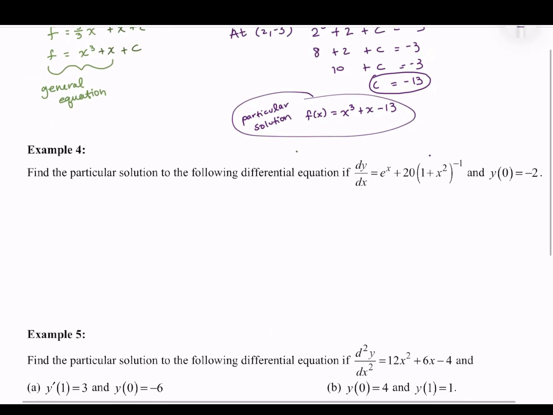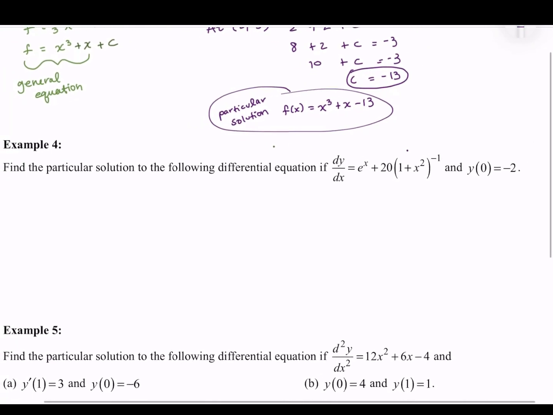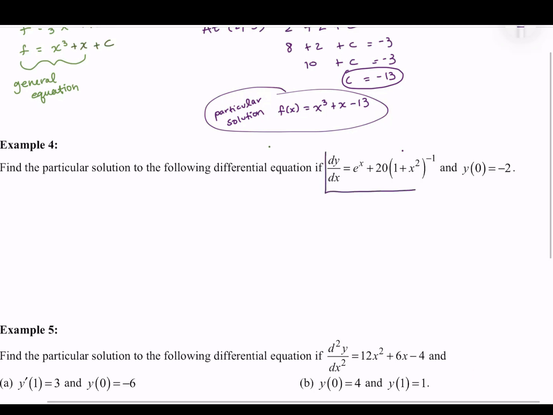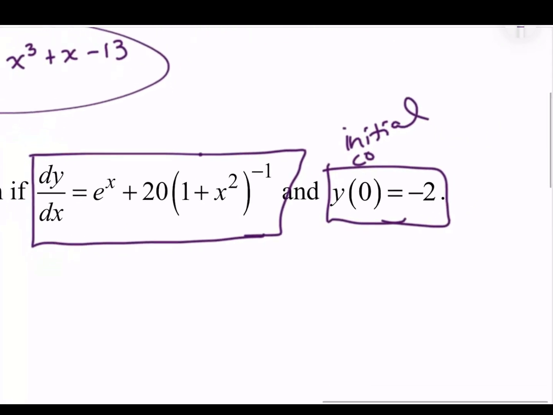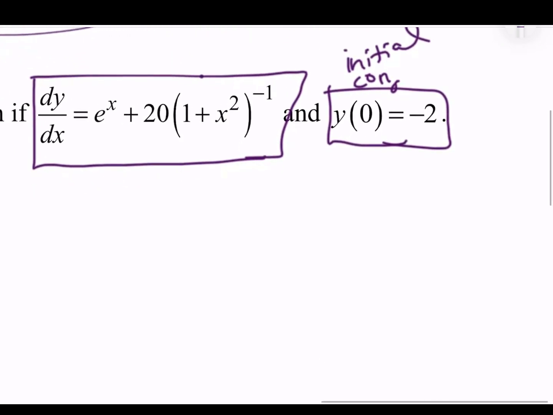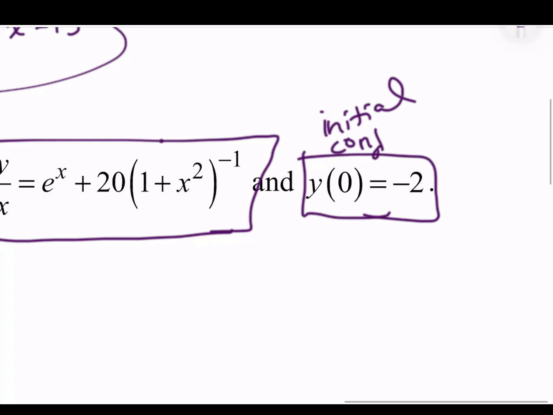We're going to do the same exact thing in example 4. So here's my differential equation. It's a differential equation because it has a derivative, and then here is my initial condition, and this is the coordinate point (0, -2).